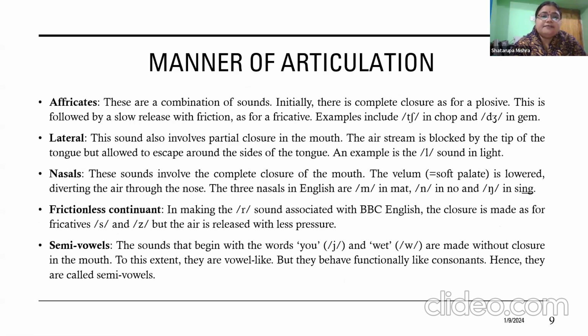Now we come to affricates. Affricates are a combination of plosives and fricatives. Initially there is a complete closure as for a plosive, and then this is followed by a slow release, not a sudden release. Remember this is the difference between plosives and affricates. In plosives there is closure and then pressure builds up and sudden release, but in affricates there is complete closure, but then there is a slow release of air. So because air is slowly released, there is again friction which we can hear.